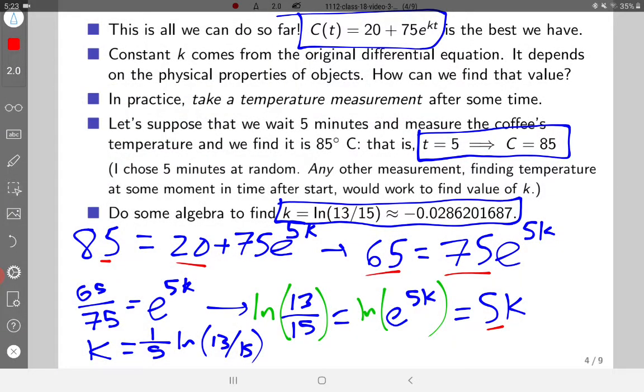By the way, why is that negative? Well, 13 over 15 is smaller than 1. And I know that natural log of 1 is 0. So when I have a smaller input than 1, that's why I end up with a negative output. That's why that's happening.